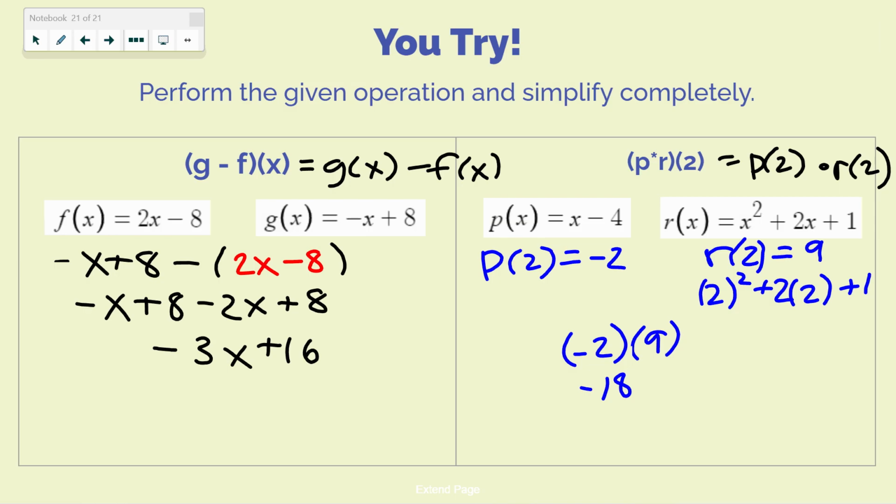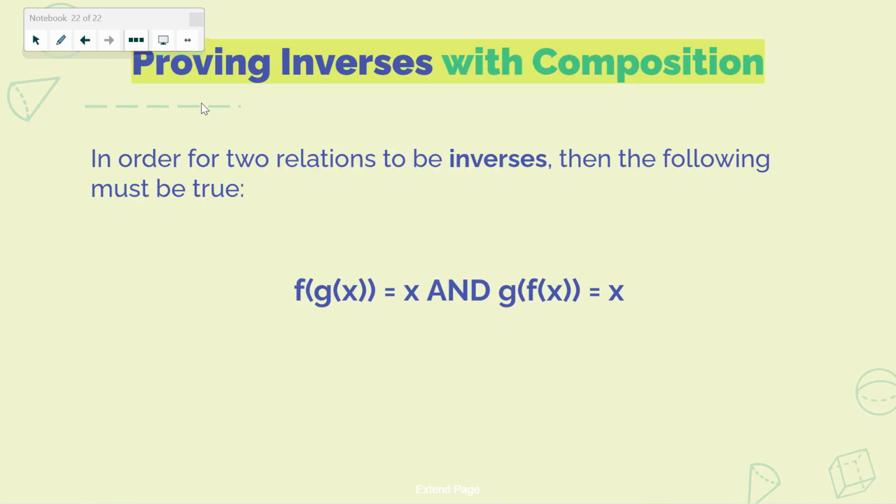Alright guys, so who remembers what we talked about last time? Anybody remember? What idea did we talk about last time? What do you remember, James? Inverses. So compositions of functions are crucial to proving if two functions are inverses. So kind of like a proof in geometry, except it's not going to be step-by-step justification.